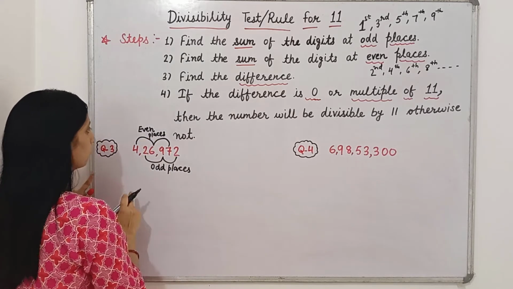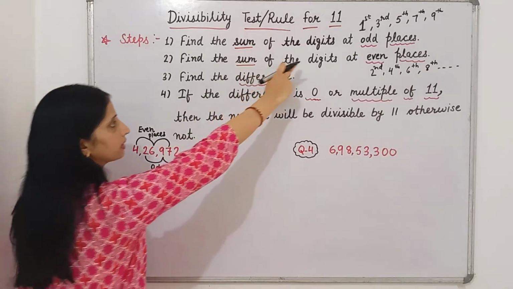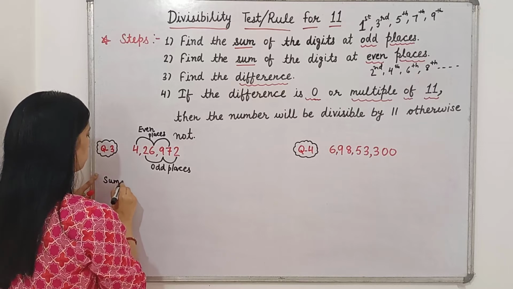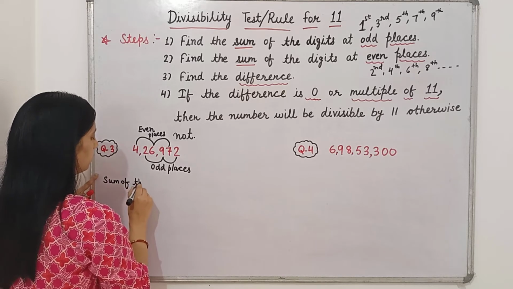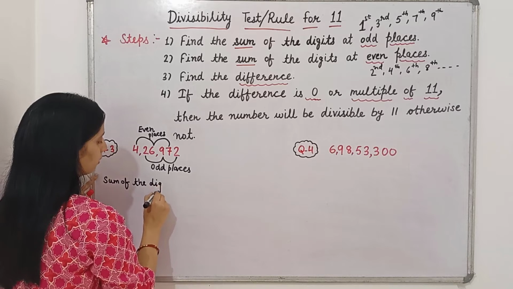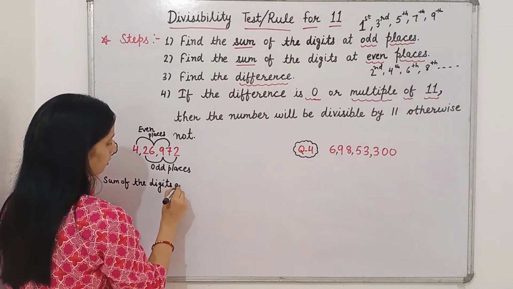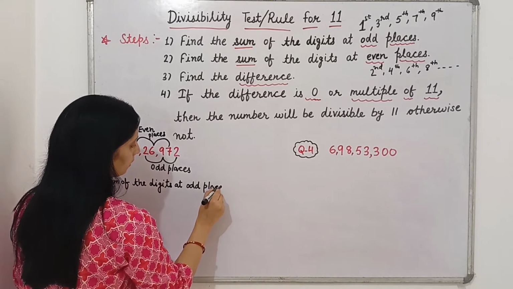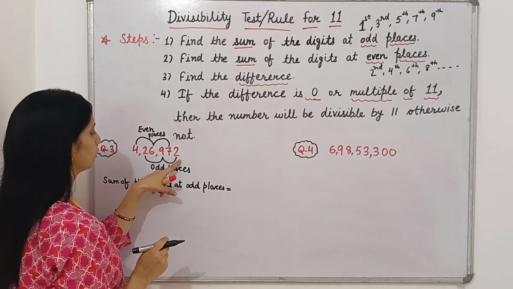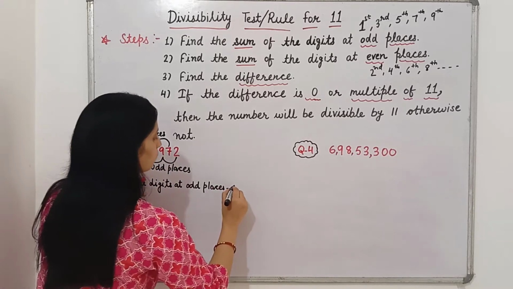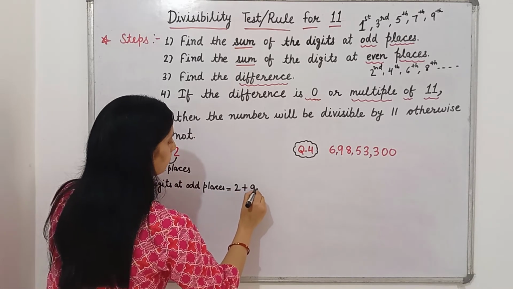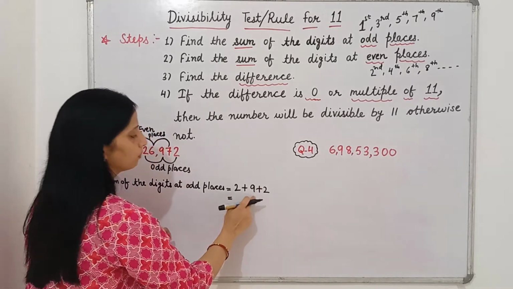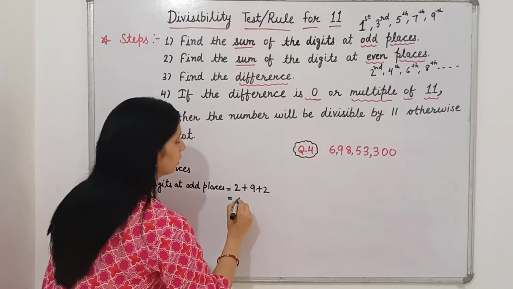Now we will start from the first step. Find the sum of the digits at odd places. So what are the digits? Let's write and find the sum. 2, 9 and 2 again. So we can write 2 plus 9 plus 2. After adding, what will we get? 2 plus 9 is 11 and 11 plus 2 is 13.